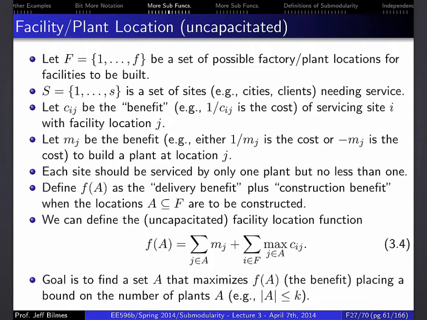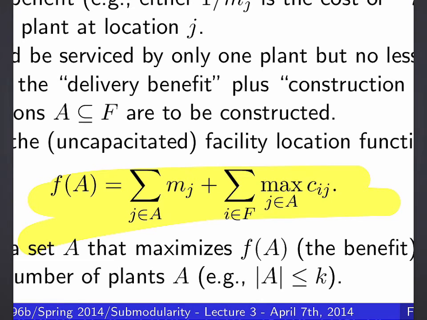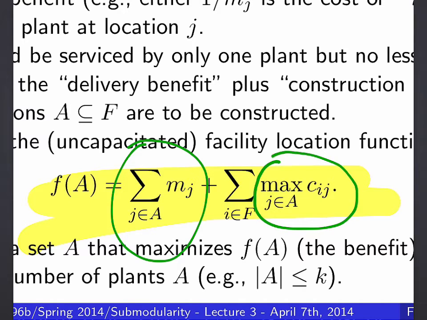So here's the uncapacitated facility location function that we saw before. I'm not going to go through the details of this example again, but we immediately see that this is a sum of two things. First of all, it's a modular function on the left. Secondly, it's a sum of max functions. For each term, we've got the sum over i in F, summing up all these max functions. So on the right-hand side, we're summing a bunch of submodular functions. On the left-hand side, we've got a modular function. Therefore, we've preserved submodularity. Hence, facility location is submodular.